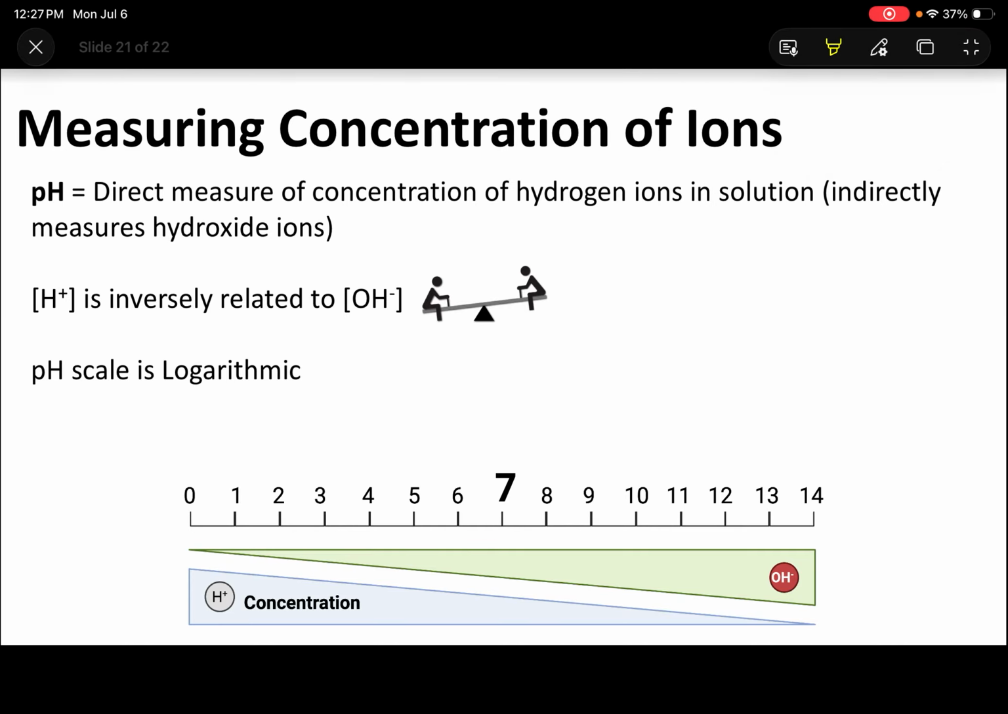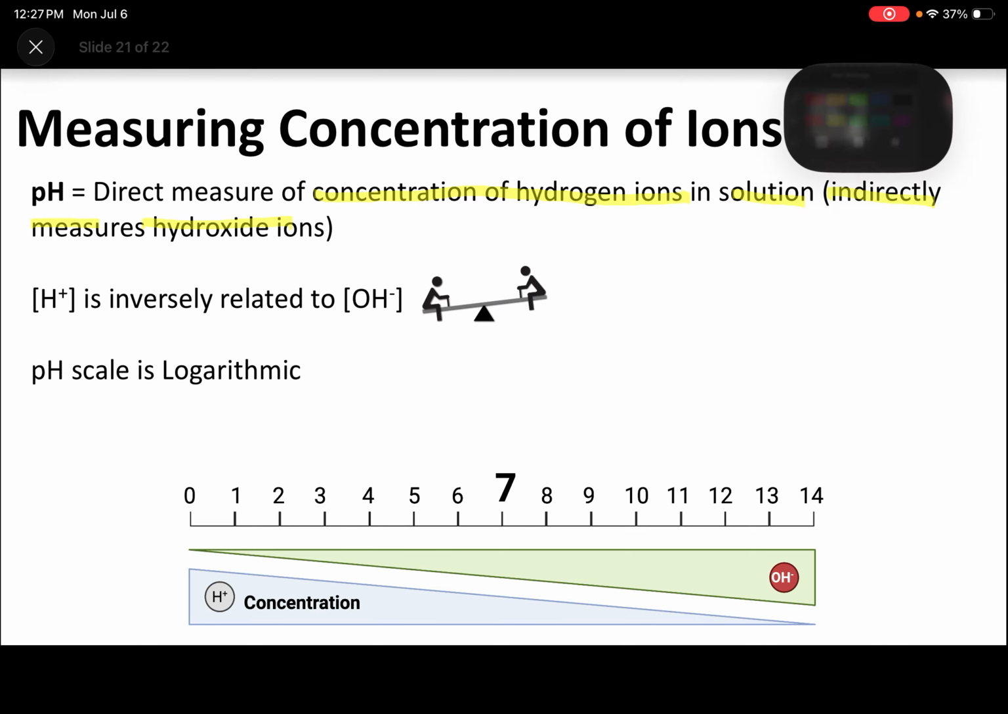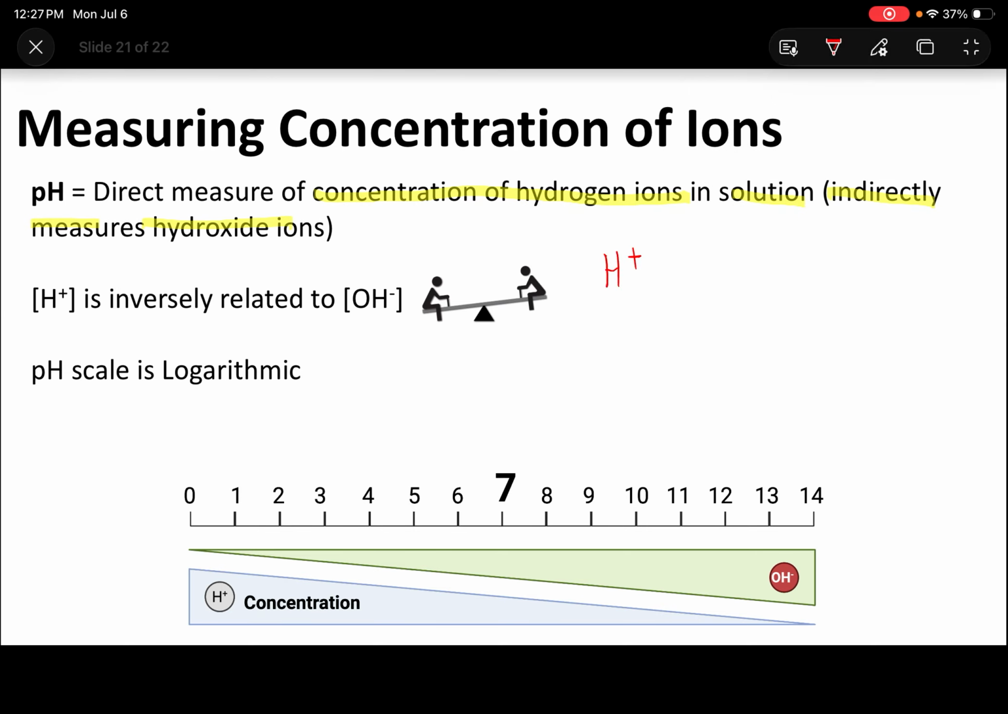So as I said before, pH is a direct measure of the concentration of hydrogen ions in a solution. And therefore, this is an indirect measurement of hydroxide ions. So as hydrogen ions increase in a solution, hydroxide ions decrease. They kind of have an inverse relationship. So we put things with a pH on a scale. We call this the pH scale. And it goes from number 0 to 14.